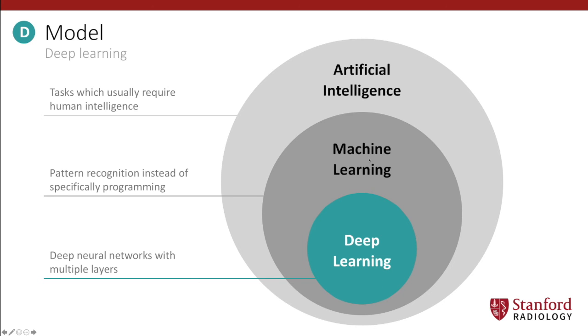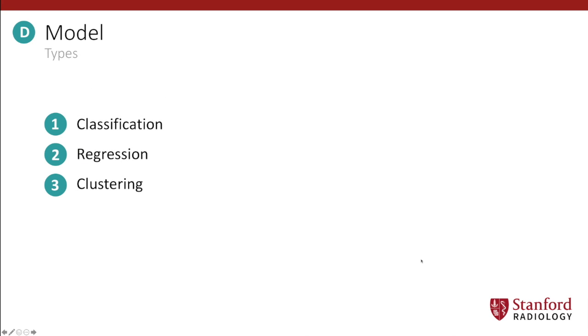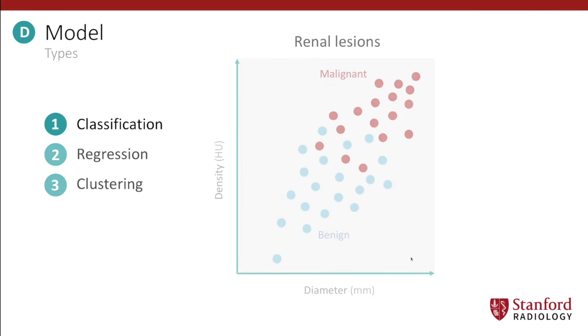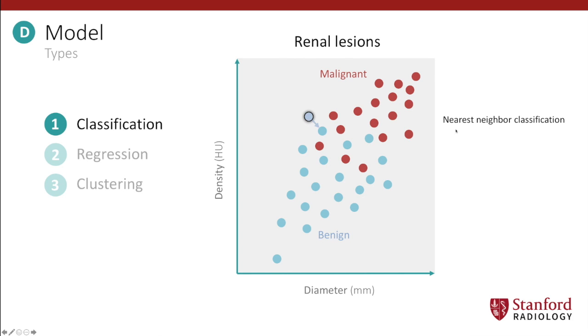Deep learning is part of machine learning, which is part of artificial intelligence. There are different model types that you can use, for example, classification, regression, and clustering. And I will show some examples here. In classification, we have malignant lesions and benign lesions with a specific diameter and density. What if we have another lesion, unknown whether it's malignant or benign, and we want to determine what it is? There are different ways we can evaluate this.